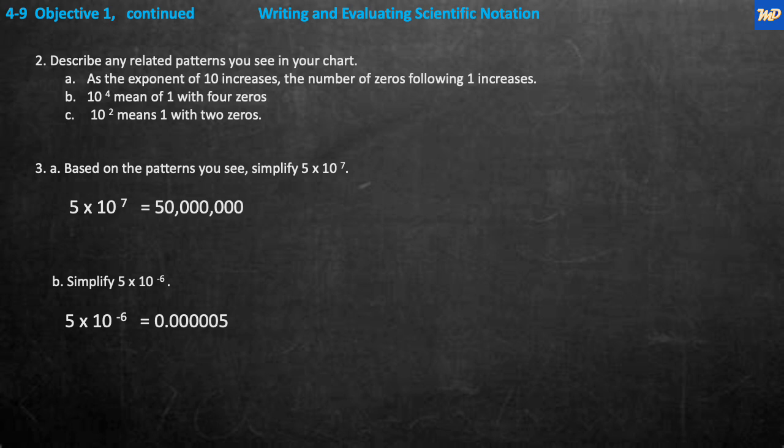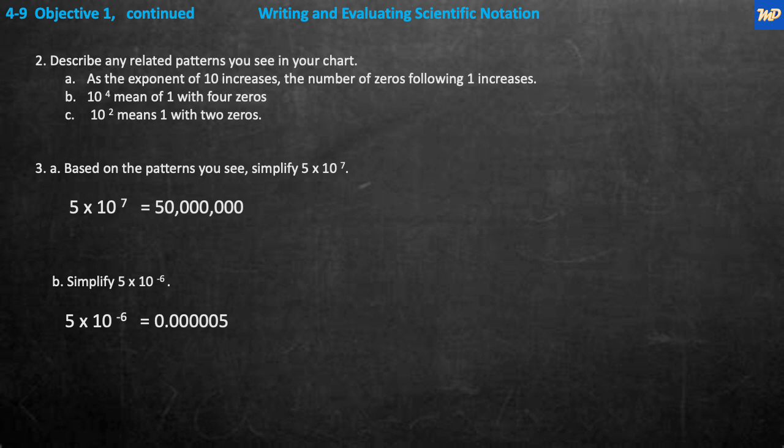Writing and evaluating scientific notation. Describe any related patterns you saw in that chart. Well, we saw that as the exponent increases by 1, the number of zeros increases by 1. The higher the exponent on 10 was, the more zeros we added to the back of the number. We learned that 10 to the fourth power means a 1 with 4 zeros behind it. It's 10 times 10 times 10 times 10, a 1 with 4 zeros, which is 10,000. And 10 squared means a 1 with 2 zeros. So we learned that.